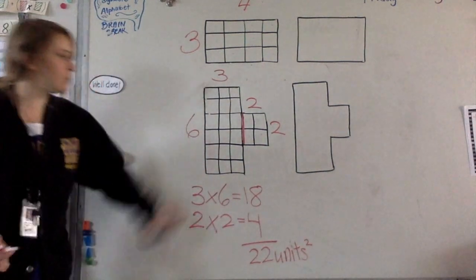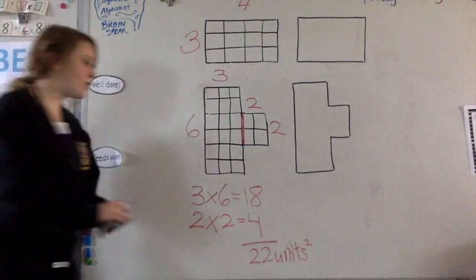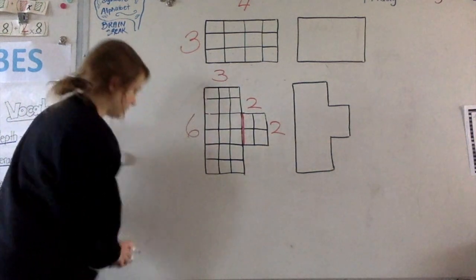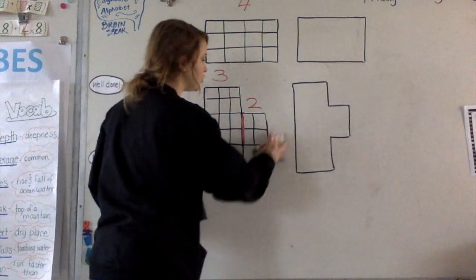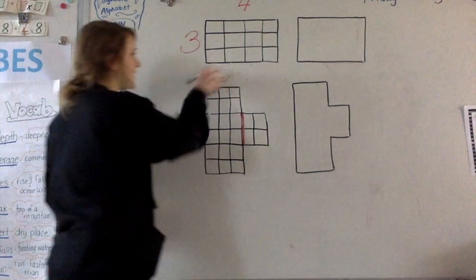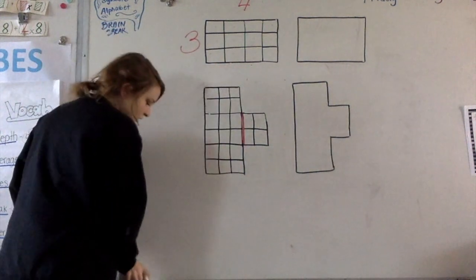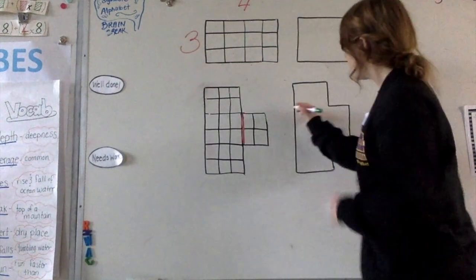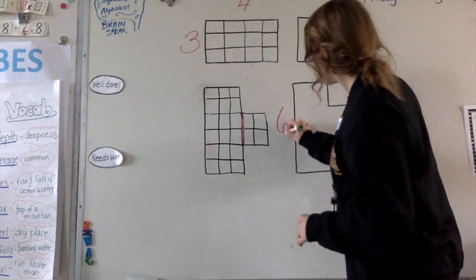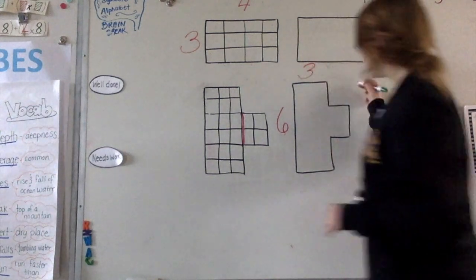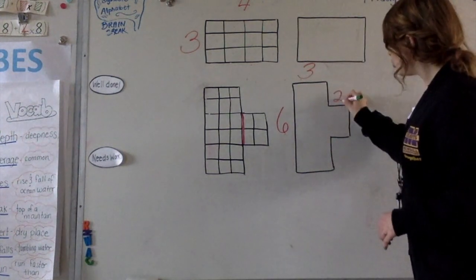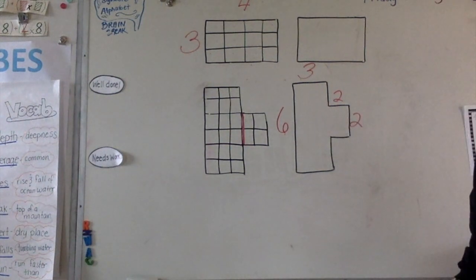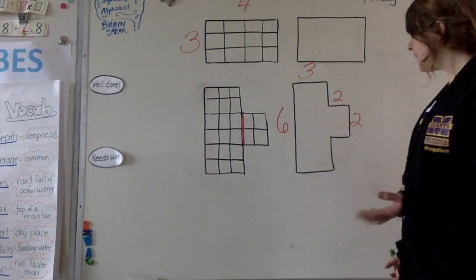Okay, this is what you would do if they gave you a shape with those unit squares on it. But what if they didn't give you all of the unit squares and they just had a shape like this, but they gave you the sides, that there is a 6 here and a 3 here, and this side was 2, and this side was also 2. Could you do it, Danielle? Yes.